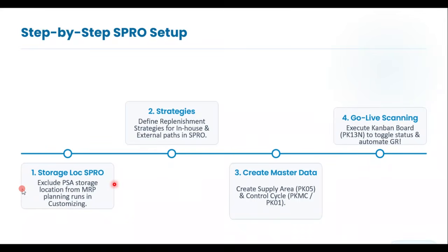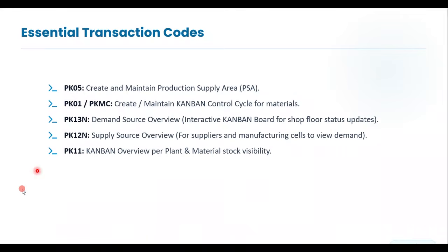So here is the sequence. The first step is to create a storage location, in case it is not already available in your system. Then we assign the storage location to the production supply area, and we exclude that from the MRP runs. And then we assign the replenishment strategies for in-house, external or stock transfer. It depends on the nature of the product. And then we create the supply area in PK05, and tag it with the control cycle in the PKMC or PK01 transactions. And then we will be using the transaction PK13N, which is basically the Kanban board.